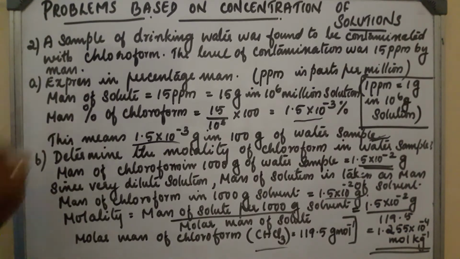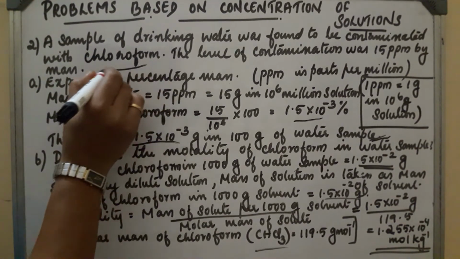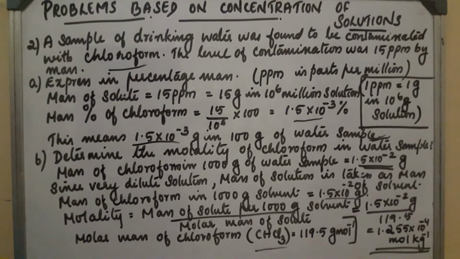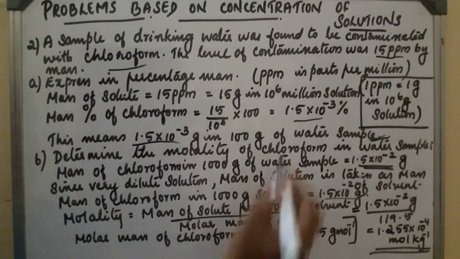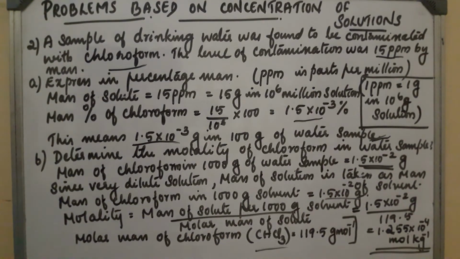Second question. A sample of drinking water was found to be contaminated with chloroform. The level of contamination was 15 ppm by mass. So here is a new term called ppm. What is meant by ppm? ppm means parts per million.